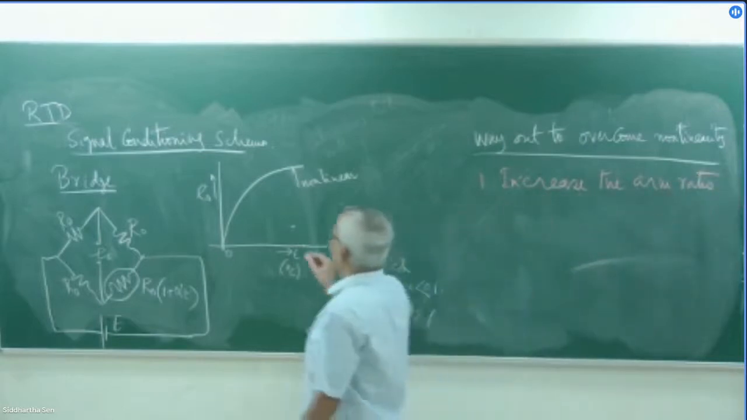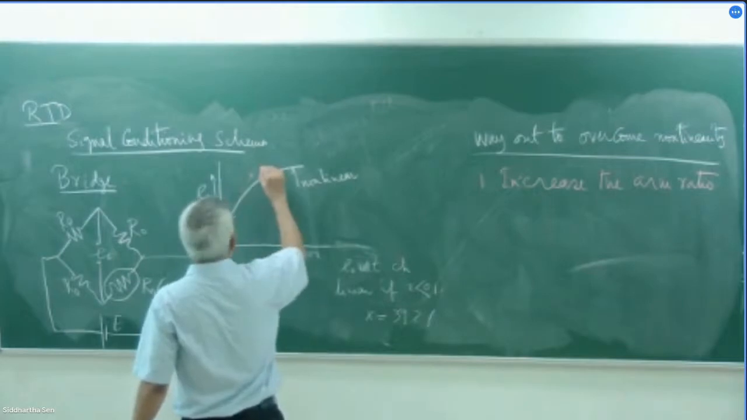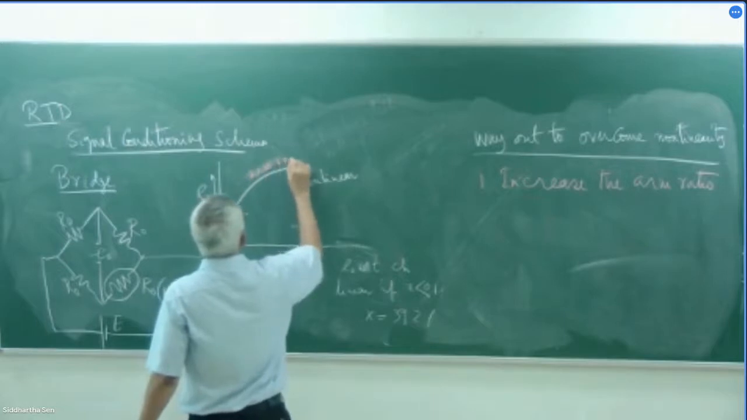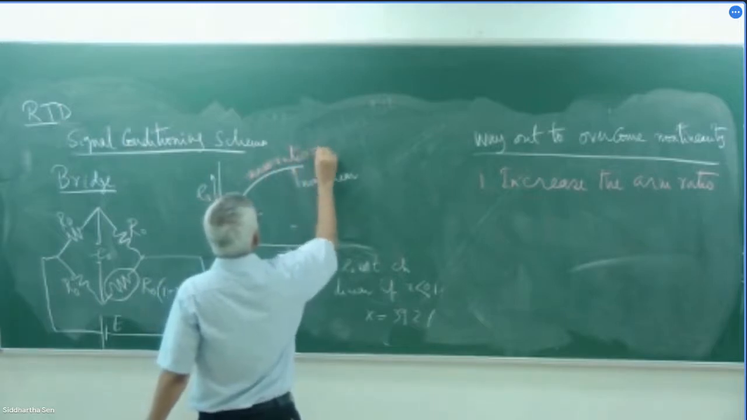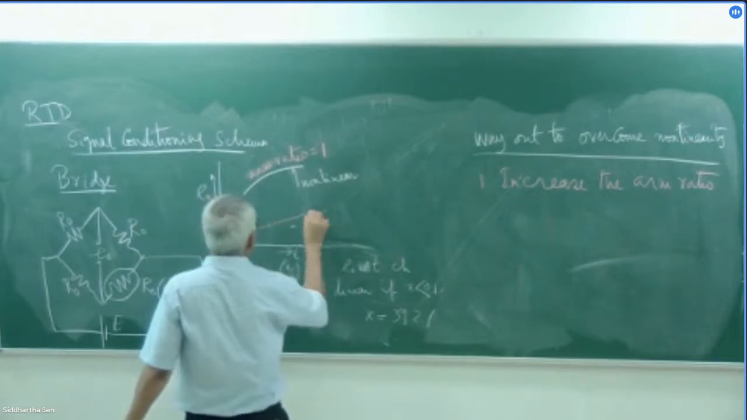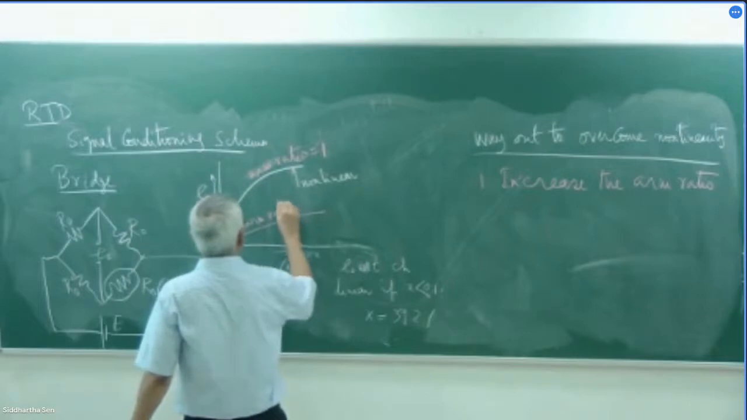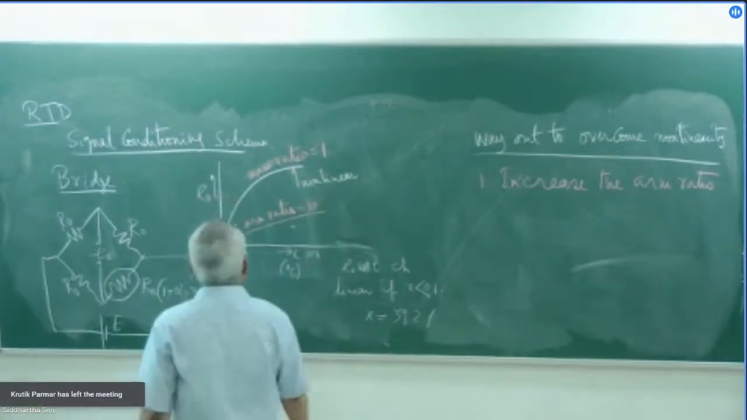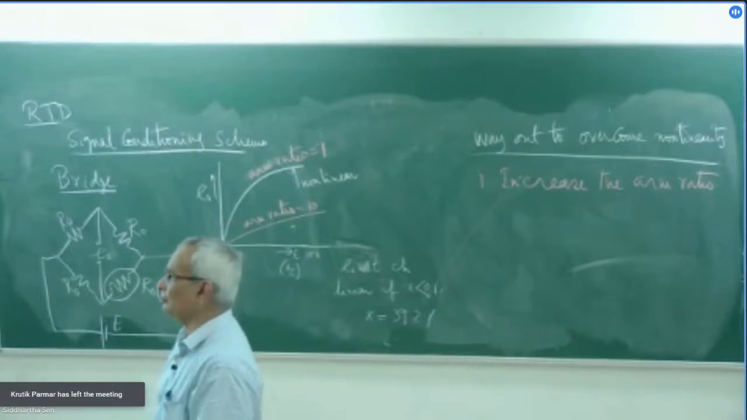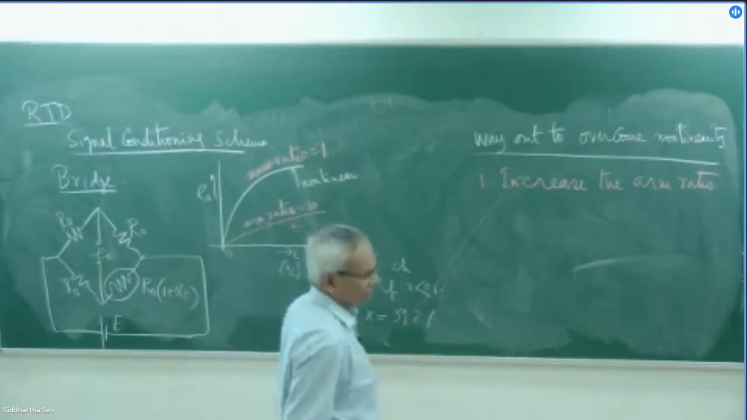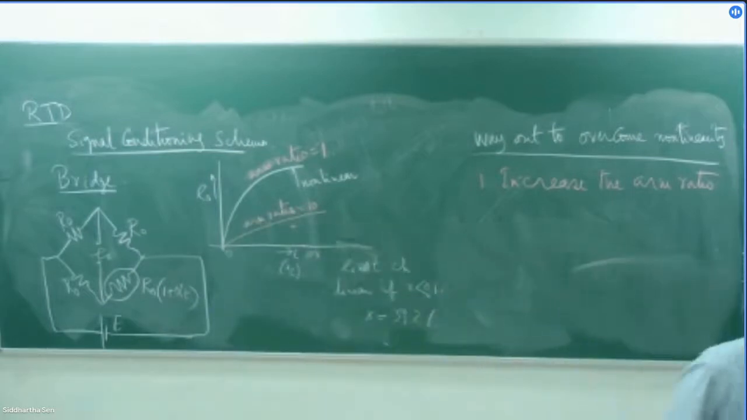We have seen that x is equal to 1, rather the arm ratio is equal to 1. And we can have this sort here, arm ratio is equal to 10. So if we make the arm ratio equal to 10 or even higher, it would be more and more linear, which we have already seen in our tutorial class.